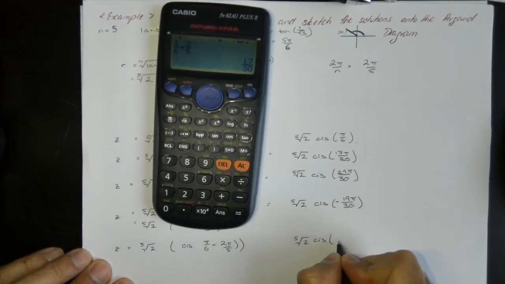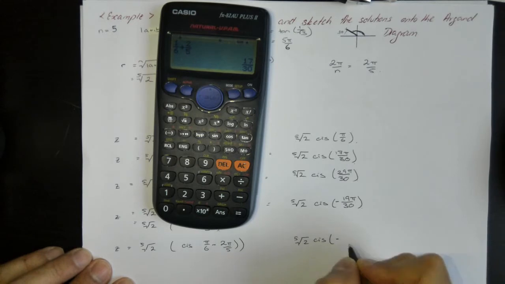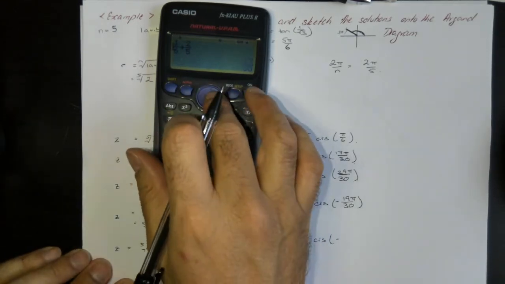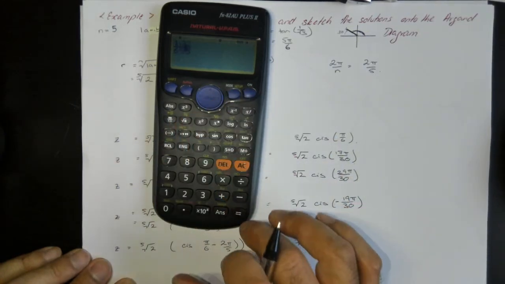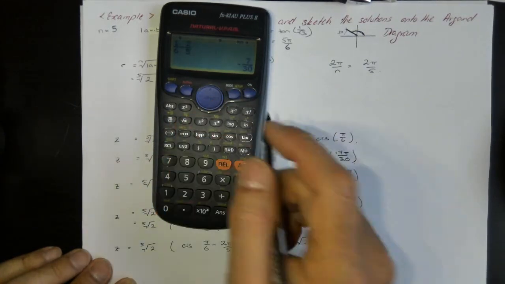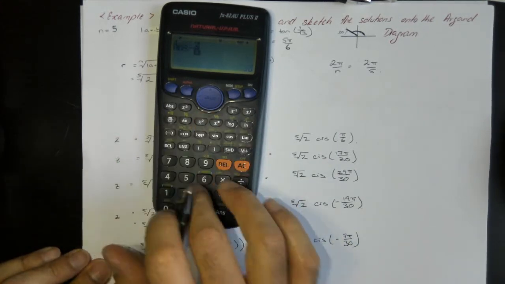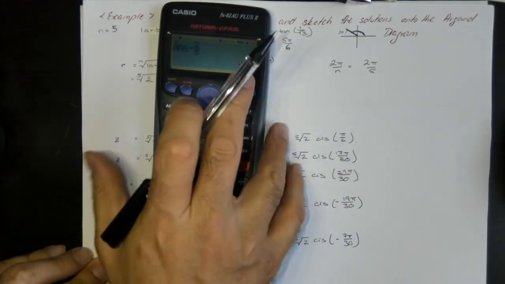So this is, sorry, plus, that should be a minus. Sorry, 7 pi on 30. Now, if I was to minus 2 on 5 again, I should get 19 pi on 30. Excellent.